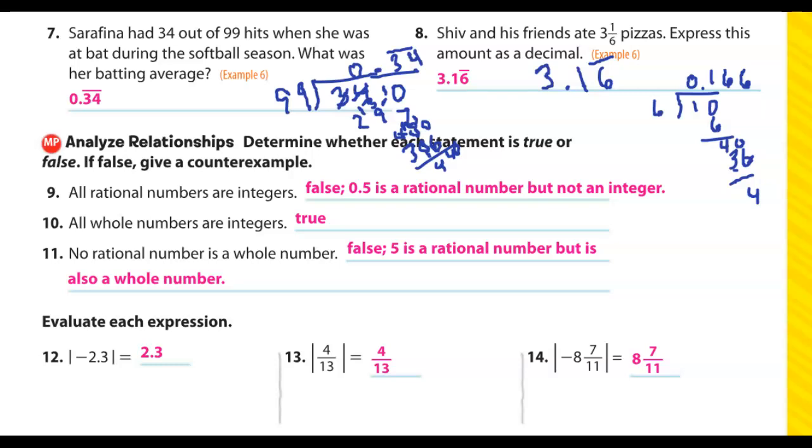Now, if we come down here to evaluate the expression, basically these straight lines on the side mean absolute value. So all you had to do was write the positive value that is opposite negative 2.3. Same thing here. That's positive, but the absolute value is also positive. Negative 8 and 7/11 is going to be positive 7/11.